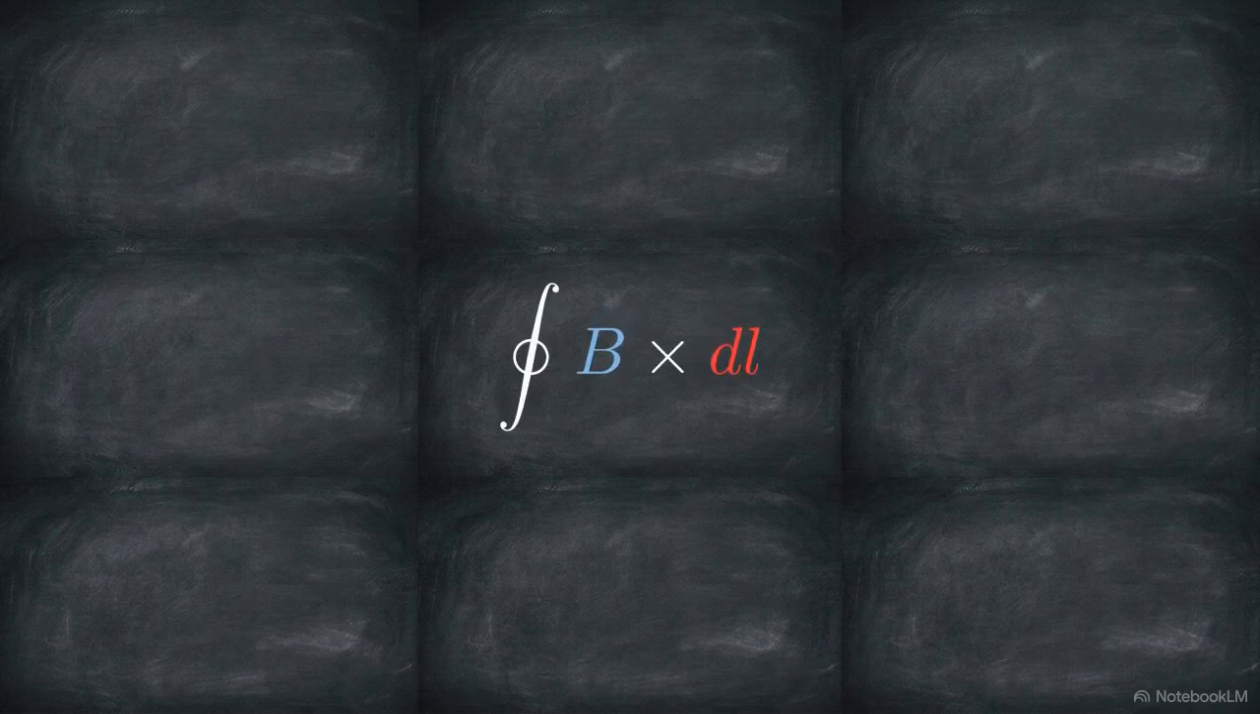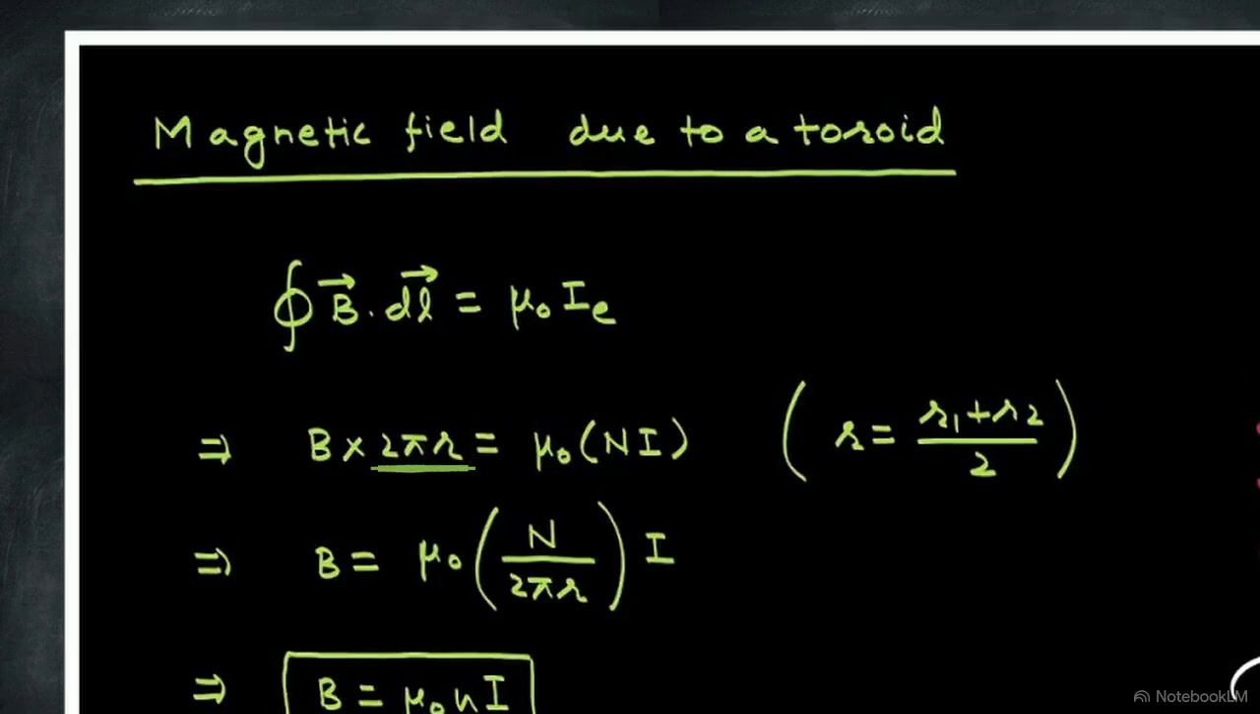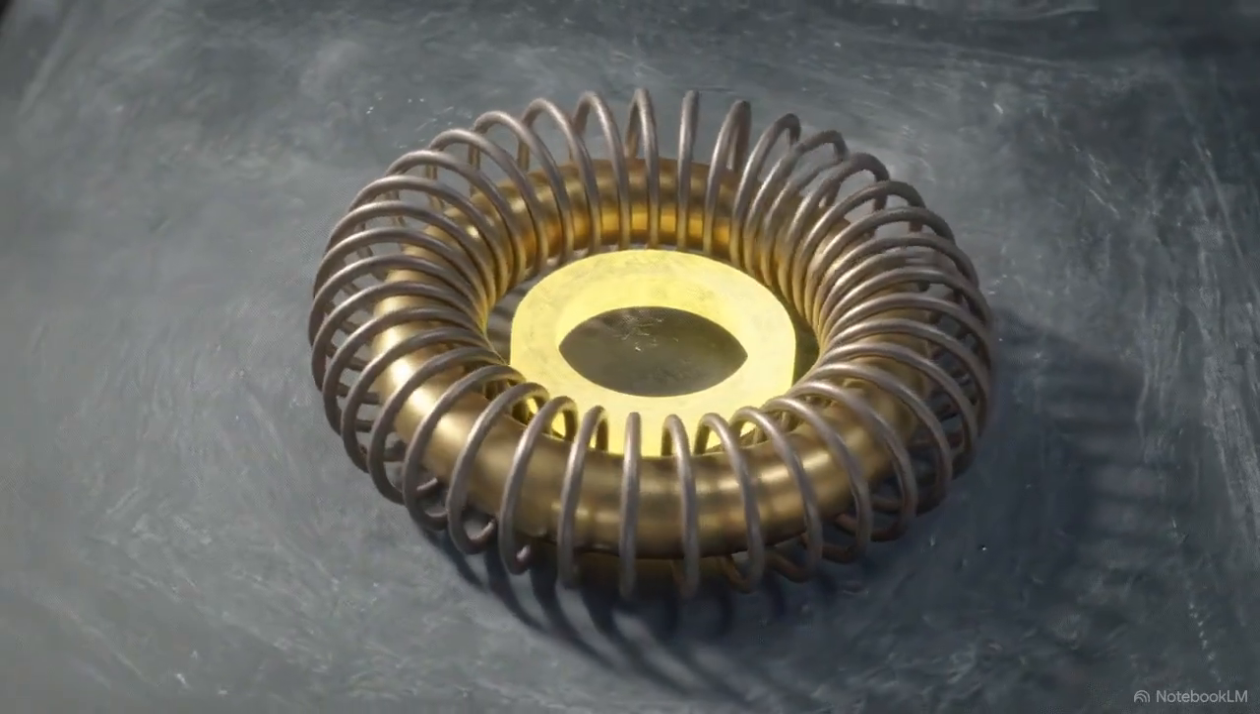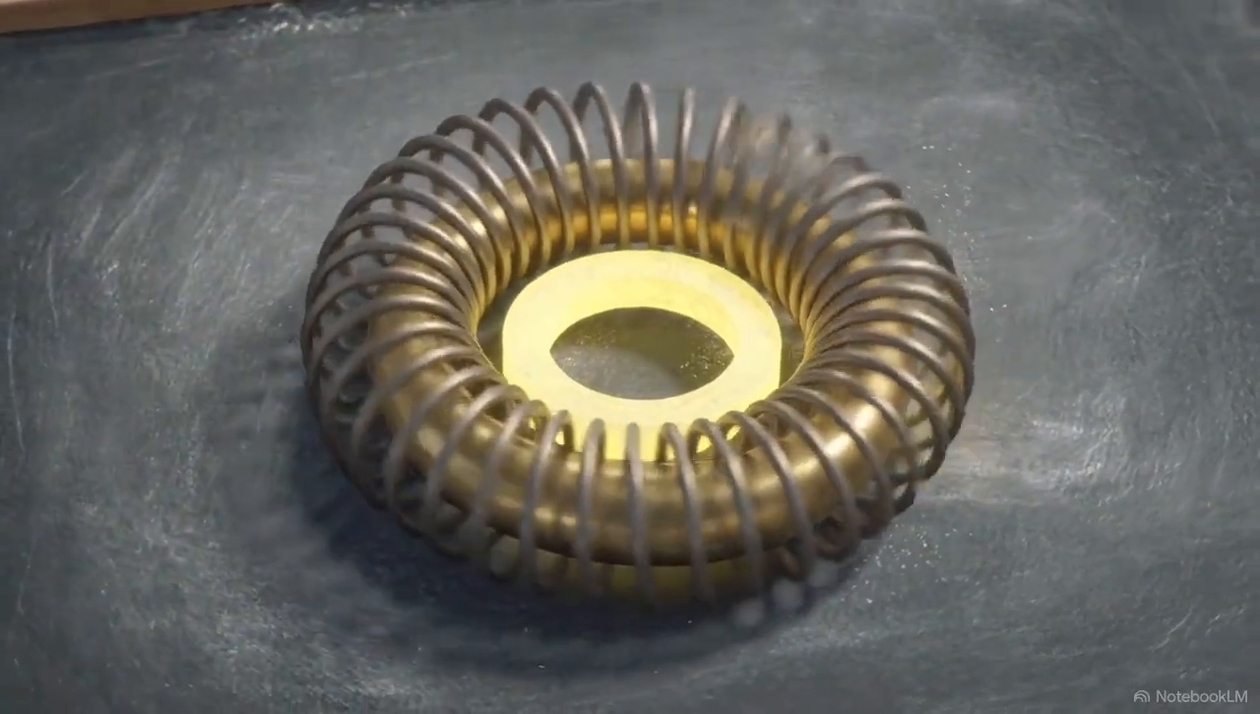Because the vectors are parallel, their dot product simplifies from a vector calculation into standard scalar multiplication. Furthermore, the magnitude of the field B is constant at every point on this circular path, allowing it to be moved outside the integral. This leaves us to integrate the path segments, dl, around the full circle. The result of this integration is the total circumference of the circle, 2 pi r. By selecting a path that aligns with the field's symmetry, we have reduced the integral to a basic geometric product.